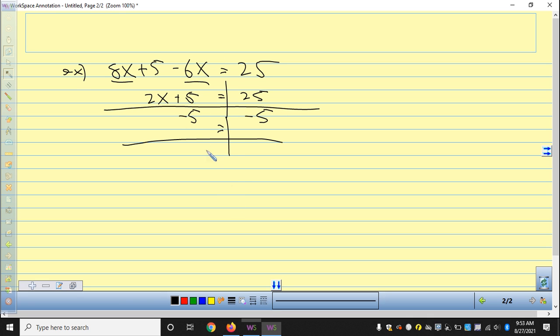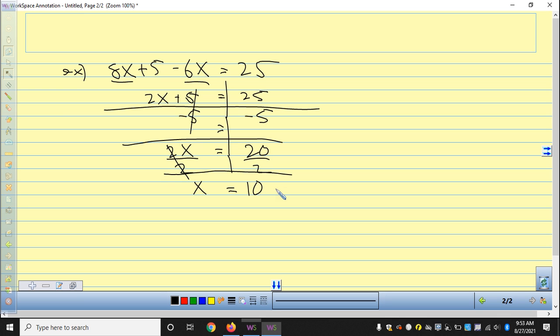Well, 5 minus 5 is 0. Those go away. The 2x comes down. 25 minus 5 is 20. Now we're almost done. What do we do next? How do we get rid of this 2? Divide by 2. We divide by 2. Well, the 2's go away, and I get x equals 20 divided by 2 is 10. So the only thing we added here today, for this particular problem, is we had the like terms that we had to combine.